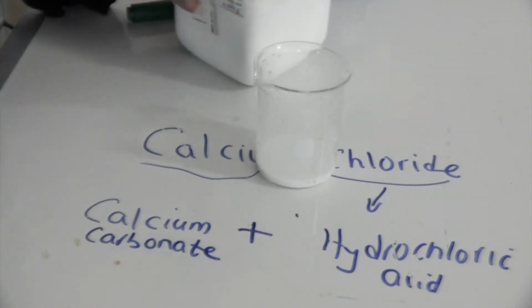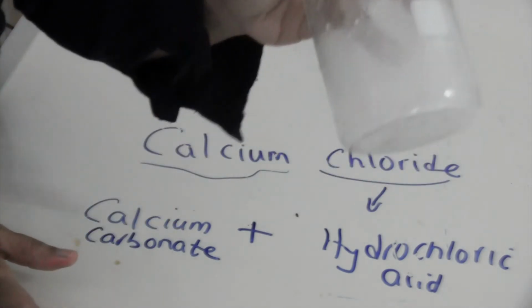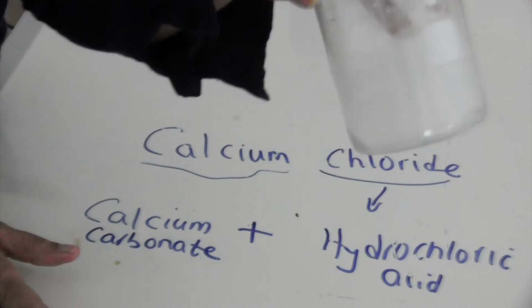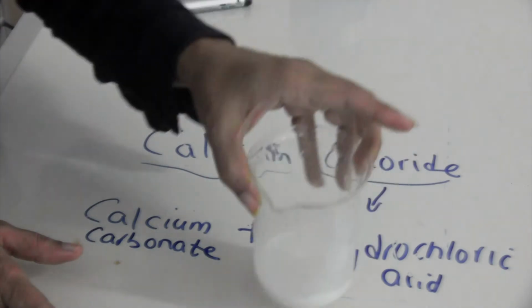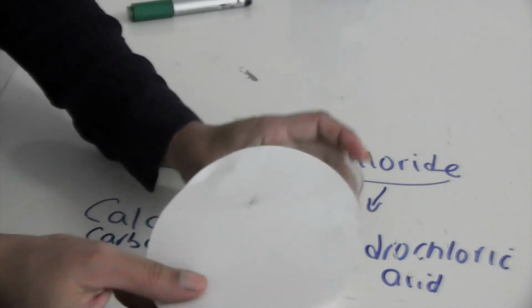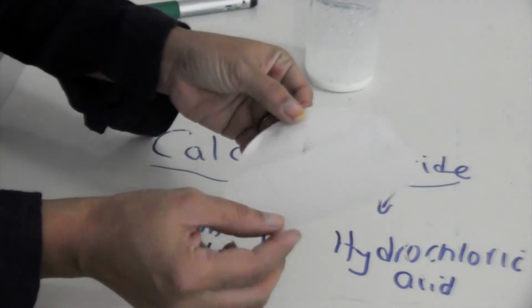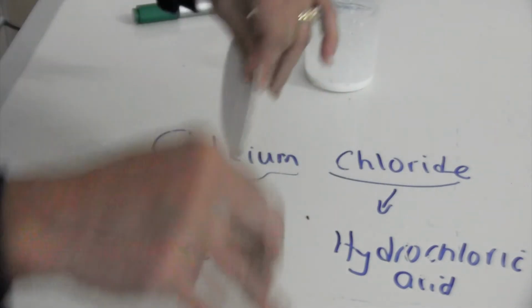Then, as you can see here, we have white solid in it. So what I'm going to do is filter this using filtration. Okay, how do I do filtration? I take a piece of filter paper, I fold it in half, making a semicircle.